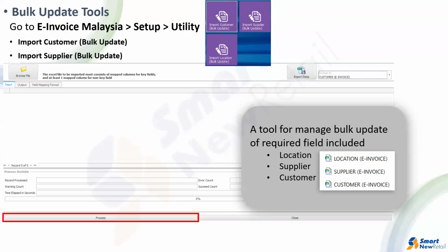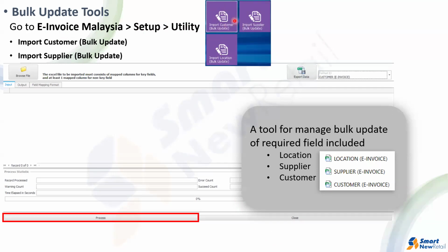For the bug update, this is the part where we use Excel to update your customer and your supplier info. You can go to E-Invoice Malaysia. At the Dynamod screen, go to E-Invoice Malaysia, Setup, Utility. Then you will have these three buttons.